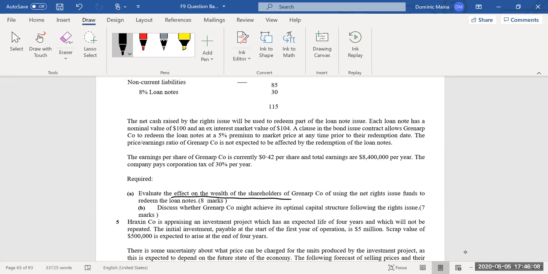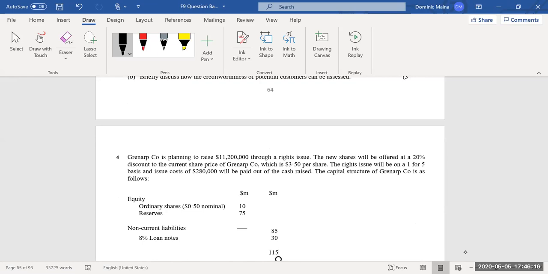Now, we are told that the company wants to raise 11.2 million through the rights issue, and the rights issue is going to be 1-for-5. And the issue cost is going to be 80, which gets paid out of the 11.2 million that you have just raised. So we can begin there, trying to determine how much money the company is going to get out of the issue, net of the issue cost.